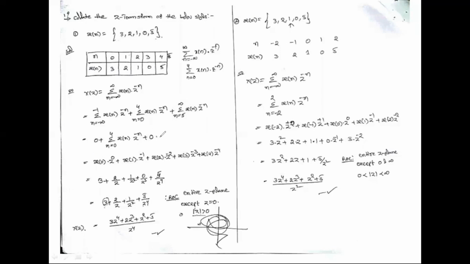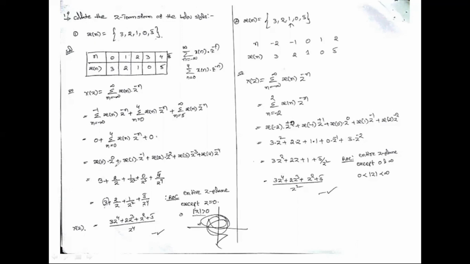And from 5 to infinity, the value is also 0. Got it, my students? So in between, when n is equal to 0 to 4, we have x of n z power minus n. Expand this: when n is equal to 0, it becomes x of 0 into z power 0, plus x of 1 z power minus 1, x of 2 z power minus 2, x of 3 z power minus 3, and x of 4 z power minus 4. We already know the given sequence values for x of 0 to 4 are 3, 2, 1, 0, 5. Substitute here.